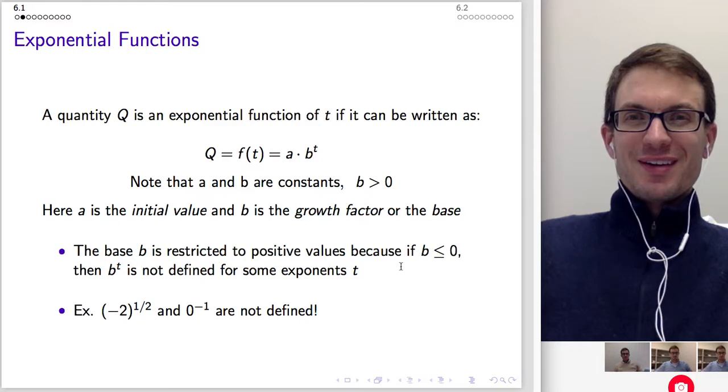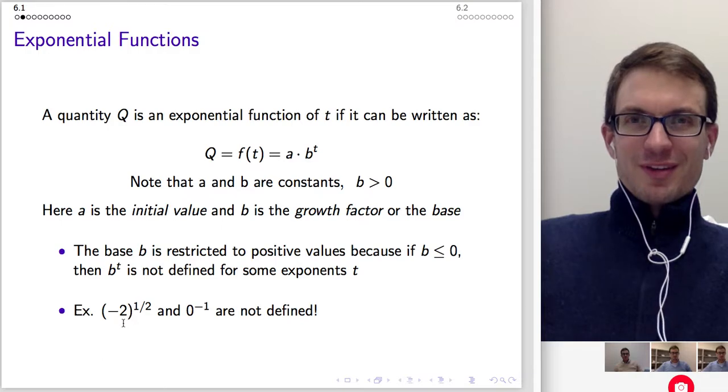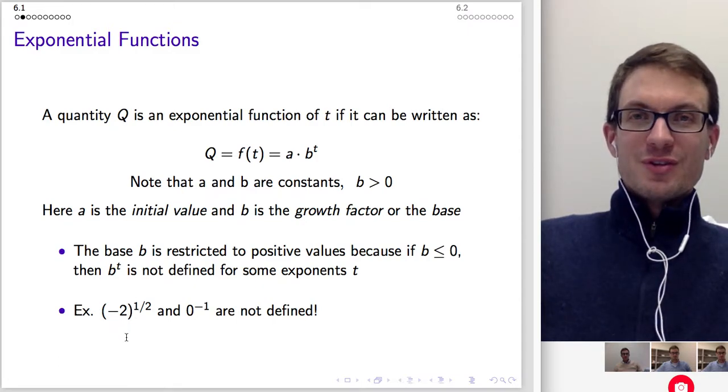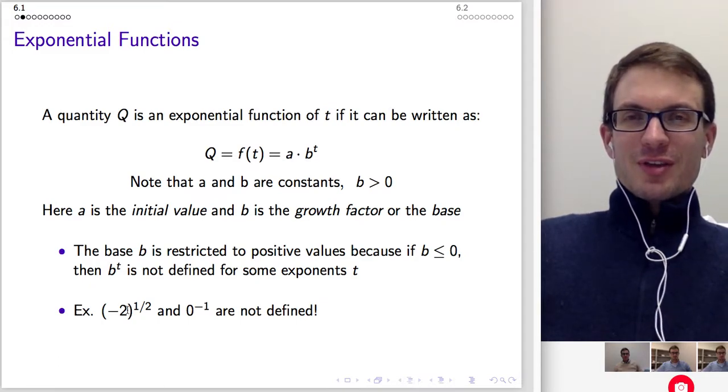Why is that important? Well, if b were 0 or negative, we can get into some problems where b to the t is not defined for some exponents t. So for instance, negative 2 to the 1/2 power. The first time you look at that, it might not look terrible, right? But realize what this fractional power is telling us. Raising to the 1/2 power is the same as taking the square root. This is the square root of negative 2, right? You can't do that. You can't take a square root of a negative number. It's not defined.